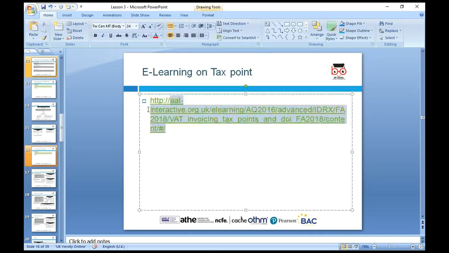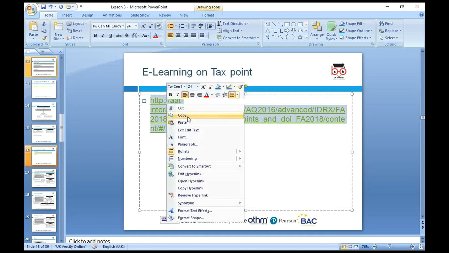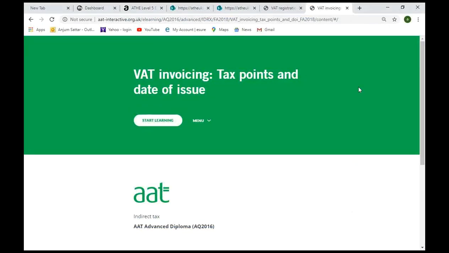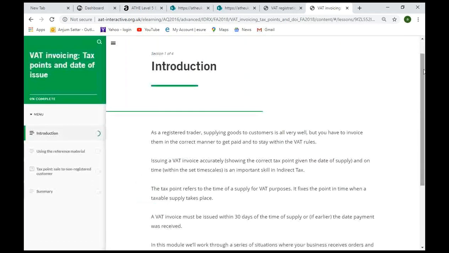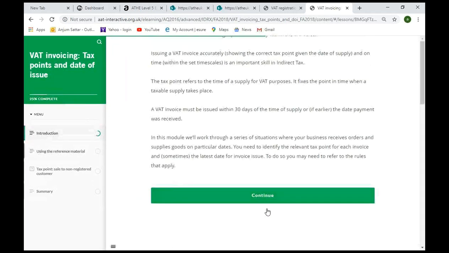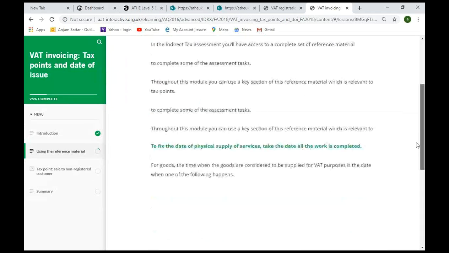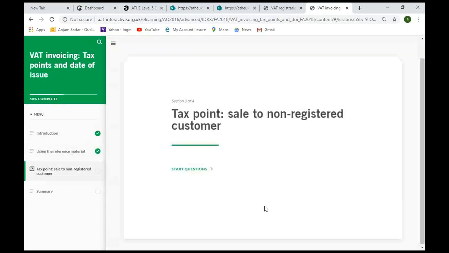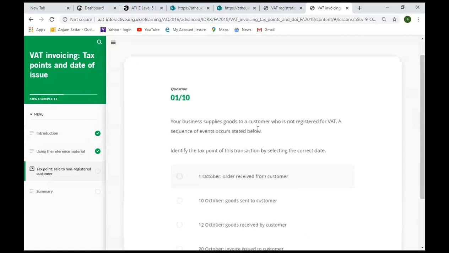So we have an e-learning module again on the tax point. It's good to learn, and we can copy this link. Again, like I showed you the other one, I'll show you this one. It's quite good, because we can make mistakes, no problem, and we can learn through this. So we can click there, continue, and we can reference the material there with all the attachments.